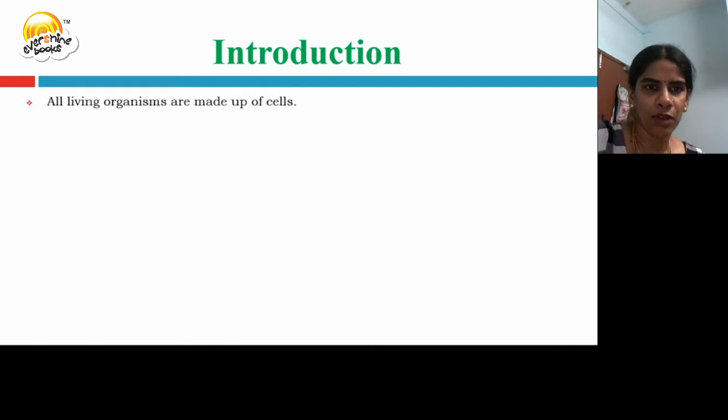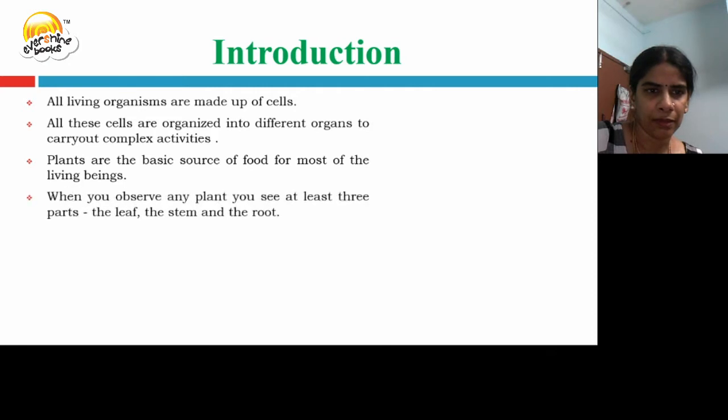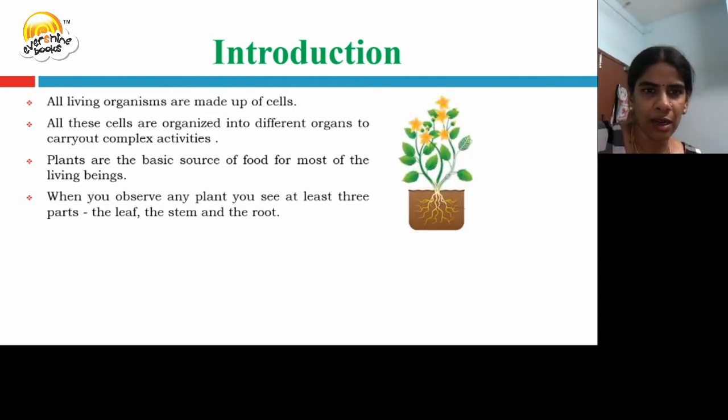We know that all living organisms are made up of cells. All these cells are organized into different organs to carry out complex activities. Plants are the basic source of food for most living beings. When you observe any plant, you see at least three parts. Yes, the leaf, you can see the stem, and you can see the root.